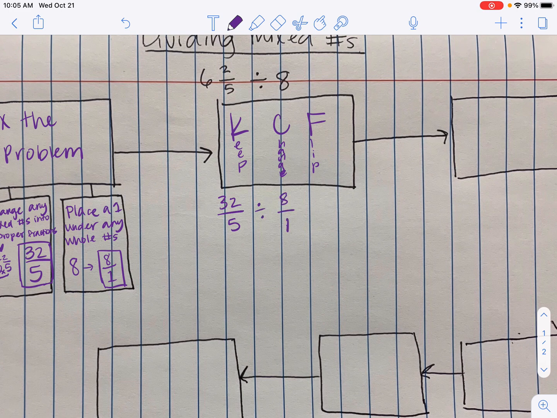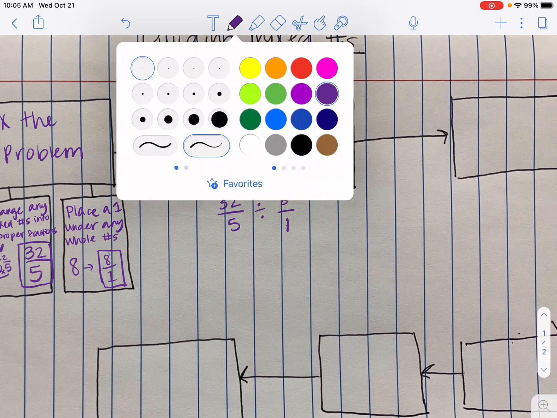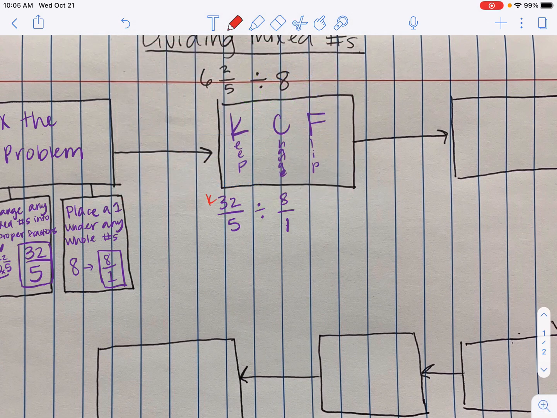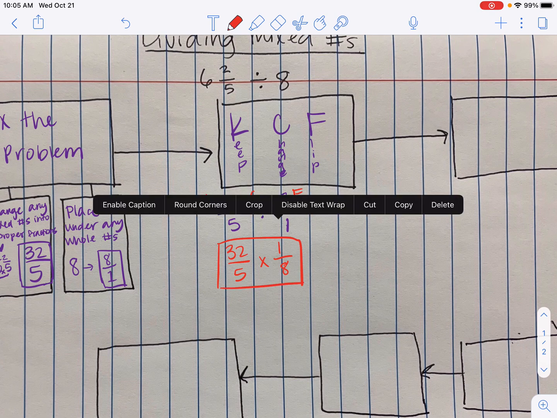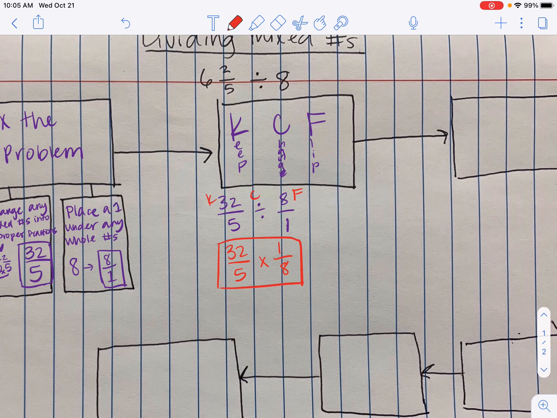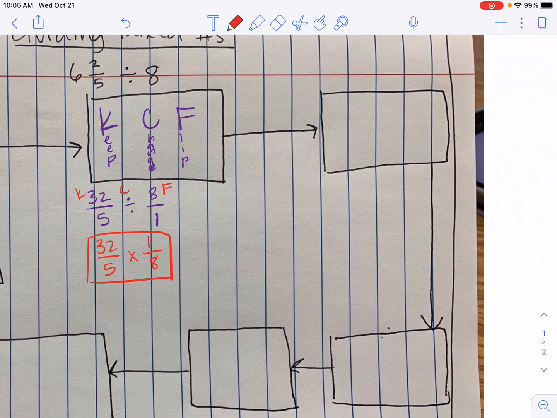And then I'm going to use keep, change, flip. I'm going to use a different color so it's easier to see. Keep 32 over 5. Change my division to multiplication. And I'm going to flip my second number to its reciprocal. So the reciprocal of 8 over 1 is just 1/8. So that is my new problem. Now it's multiplication and I know how to multiply. So this one should be a little bit easier to work with than the division problem.